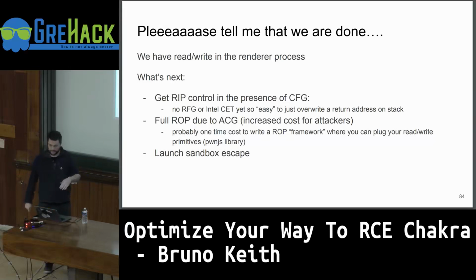But it's just a one-time cost to write a ROP framework where you can plug in your read and write primitive, which is basically what the pwn.js library did when they released it. And after all of that, we need to launch the sandbox escape, which is what we've seen. Again, this time maybe in the kernel, maybe in another service, you have to find a bug and exploit it, whatever, yada, yada, yada. And basically after you've done all of that, you've done your chain, and you can rest.